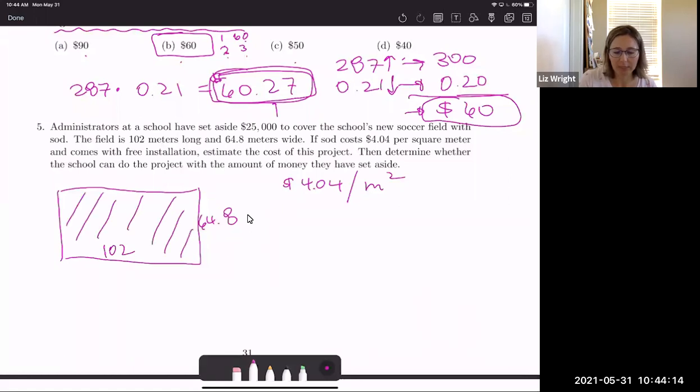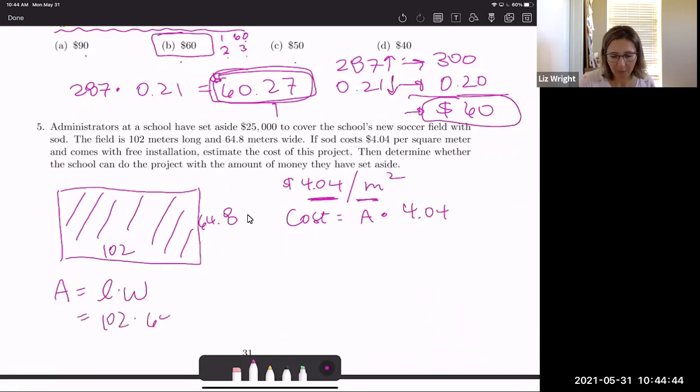So again, when we're figuring this out, we are supposed to figure out the area of our rectangle. And don't forget, area is going to be length times width. And then we are saying that every square meter is $4.04, so we're going to multiply by $4.04 and see what the actual cost is. So our cost is going to be our area times $4.04. First we've got to figure out our area, which is 102 times 64.8.